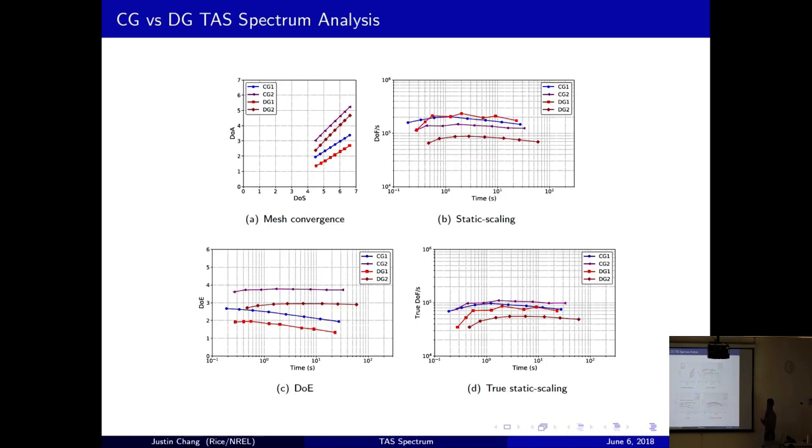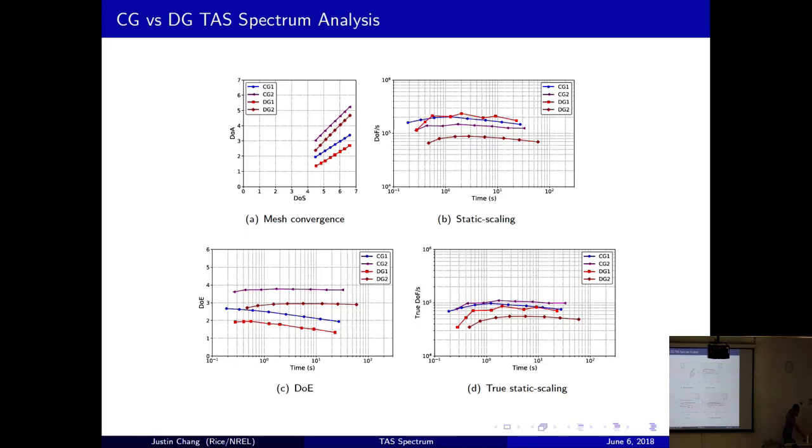And now we can also look at the true static scaling, where we scale every degree of freedom by its contribution to the overall numerical accuracy. And we see here that CG2 is still the highest, just like the DOE figure, but we also see that the first three lines, except for the DG2, are roughly in the same ballpark. So this is indicating, at least to us, that we are processing the degrees of freedom at a decent rate. But of course, all of these data points can change if you tune the solver parameters.